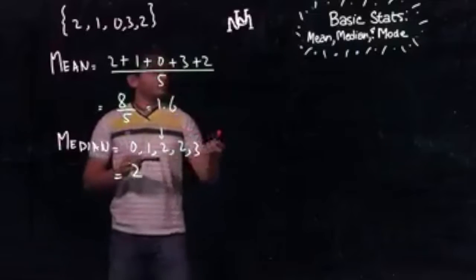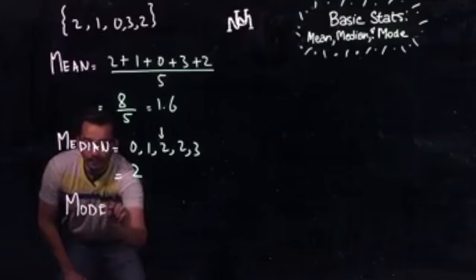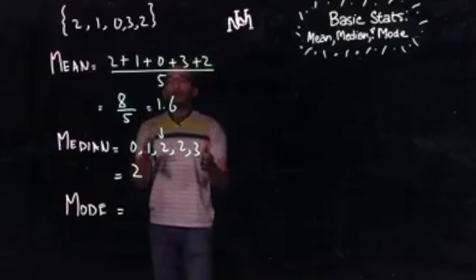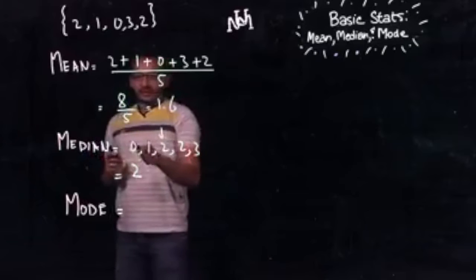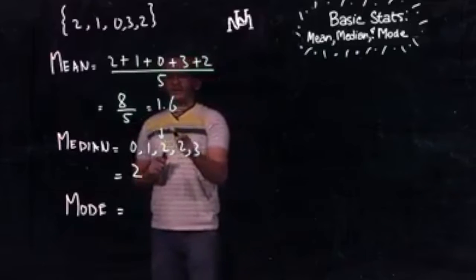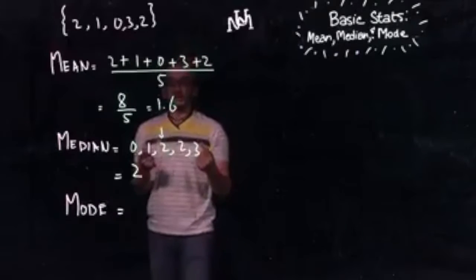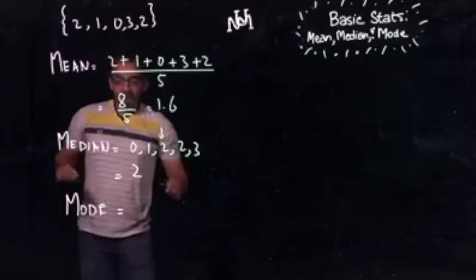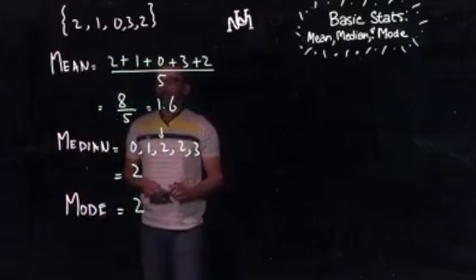The next thing that we have to do is calculate the mode. Mode is the most repeated number in a given sample. If you look at our sample, we have 0, 1, 2, 2 and 3. All the numbers are contained in the sample only once, except for the number 2, which is repeated twice. And that makes it the most repeated number in our sample of test scores. So this means that our mode is also equal to 2.